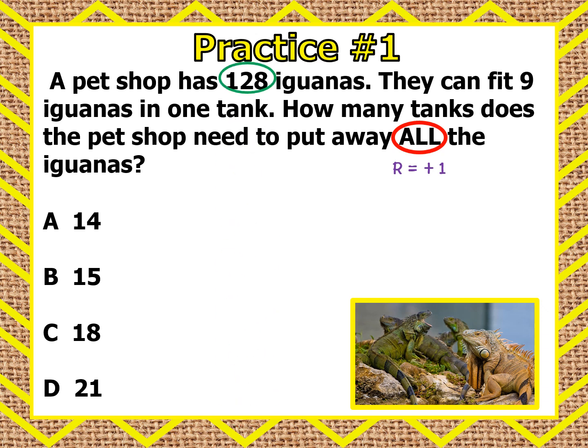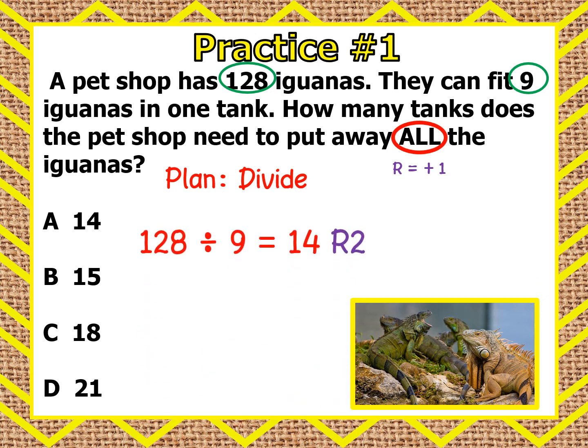I know there's 128 iguanas, and I know they can fit 9 iguanas in one tank. Once again, my plan is to divide. So I'm going to go ahead and divide 128 by 9, and that gives me 14 and the remainder of 2. I know those 2 iguanas cannot be left out of a tank, so I'm going to need one more tank. So 14 tanks plus one more tank equals 15. So the pet shop will need 15 tanks.